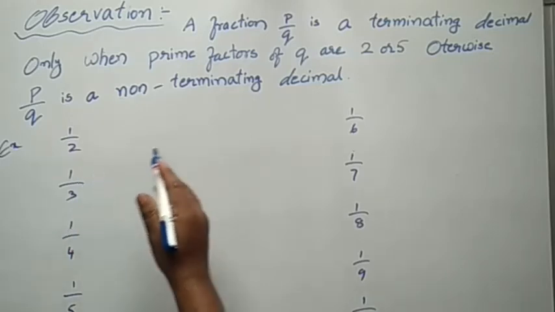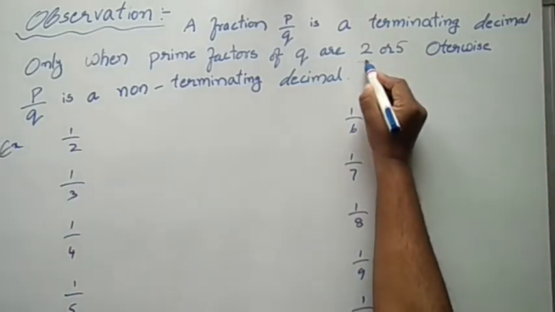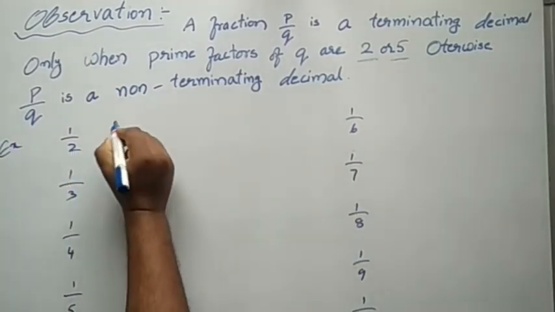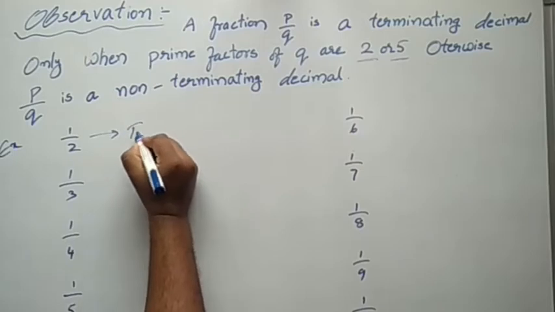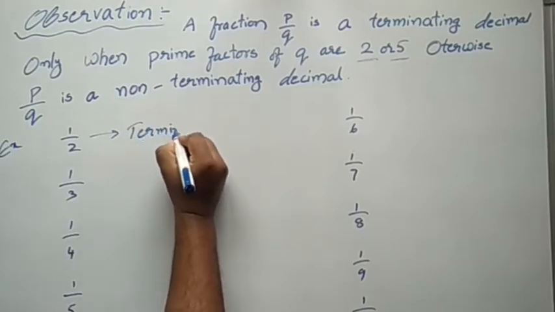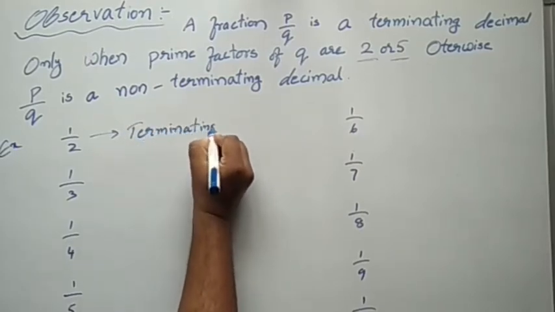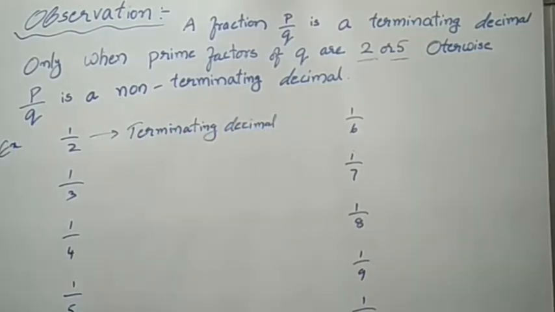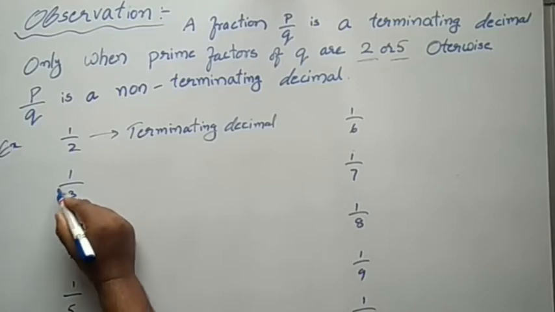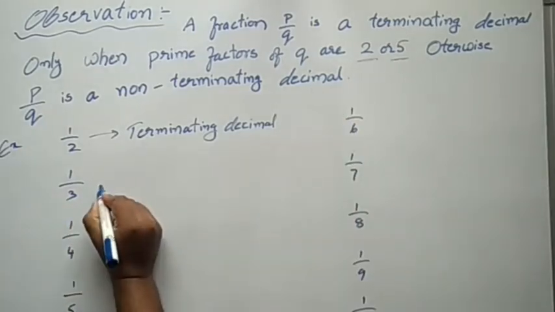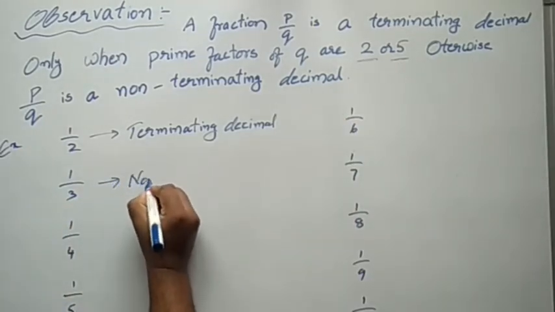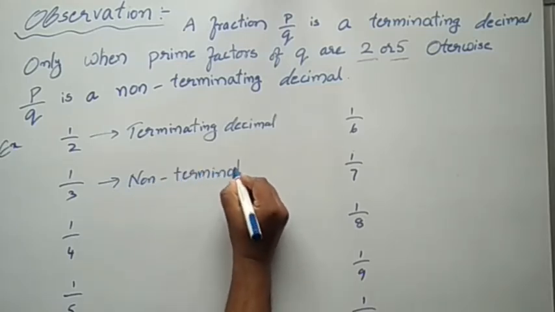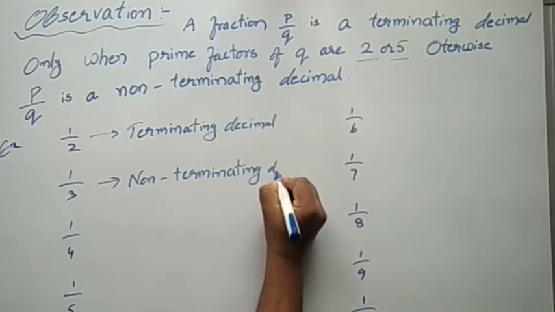1 by 2, see, according to the definition, 2 or 5. See, downside that q is a 2, so terminating decimal. 1 by 3. See the q is a 3. It is not satisfying, so it is a non-terminating decimal.